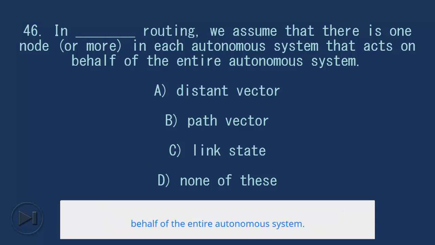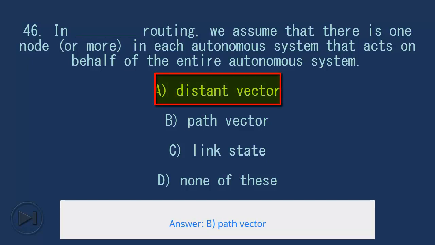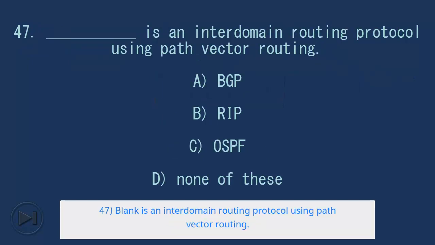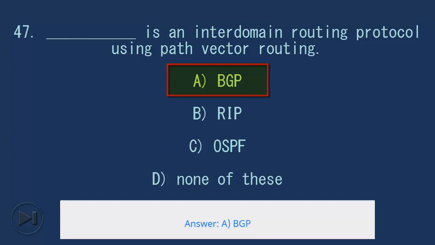that acts on behalf of the entire autonomous system. A, distance vector. B, path vector. C, link state. D, none of these. Answer, B, path vector. 47, blank is an interdomain routing protocol using path vector routing. A, BGP. B, RIP. C, OSPF. D, none of these. Answer, A, BGP.